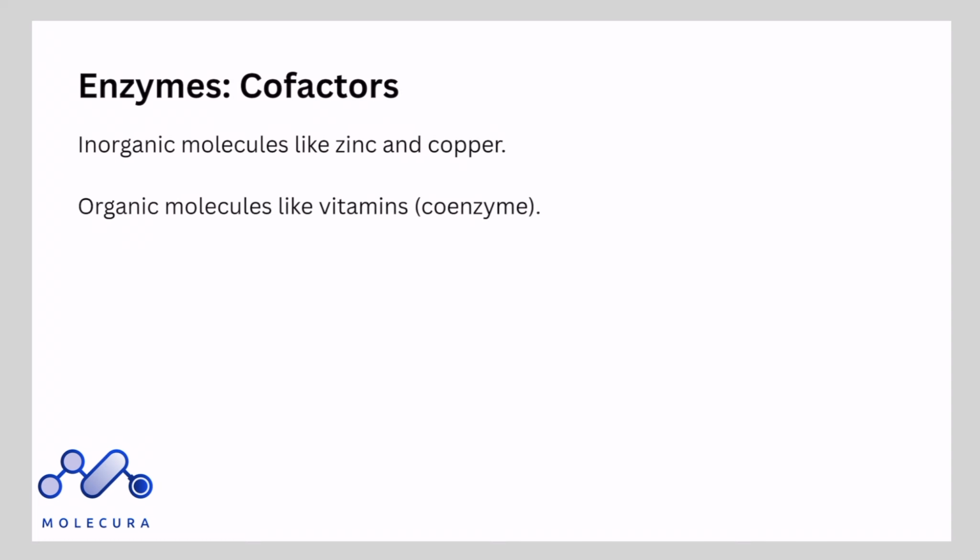Now, for some enzymes to function, they're going to need cofactors, and we're going to be discussing this in more detail when we are discussing specific enzymes in metabolism. Some of them are going to need inorganic molecules like zinc and copper, and some of them are going to need organic molecules like vitamins. When cofactors are made of organic molecules, we are going to be calling them coenzymes. So coenzymes are organic molecules which are acting as a cofactor for enzymes, and this could be vitamins, for example, vitamin B1, B6, and so on.